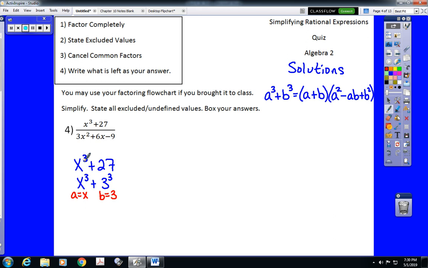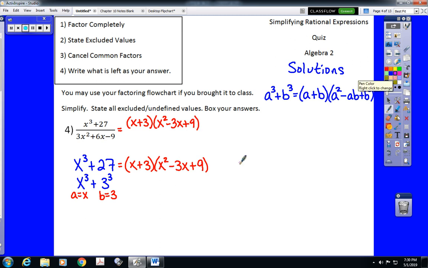So this binomial would factor into a plus b, or x plus 3, times a squared, which is x squared, minus a times b, which would be 3x, so minus 3x, plus b squared, which is 9. We don't have to do anything else to this because this trinomial will never be factorable. So our numerator is x plus 3 times x squared minus 3x plus 9. The denominator is significantly less tricky than that.